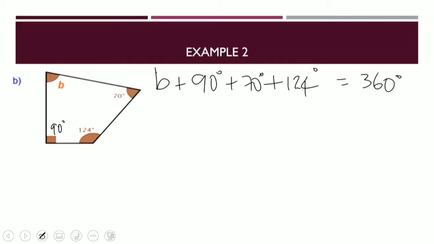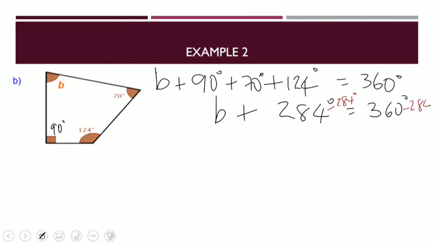You can feel free to reach for your calculator. That's fine. Well, I would love it if you just do it by hand. You nicely set up your numbers and just add. So 90 plus 70 plus 124 degrees will give us 284 degrees. Then, of course, we are going to subtract 284 degrees from both sides. And so we know that will leave us with 76 degrees.